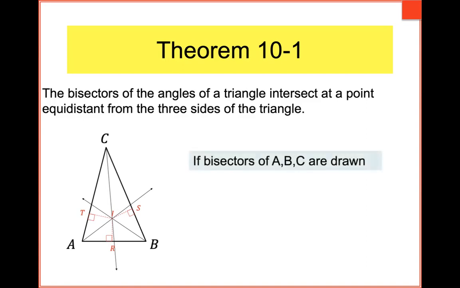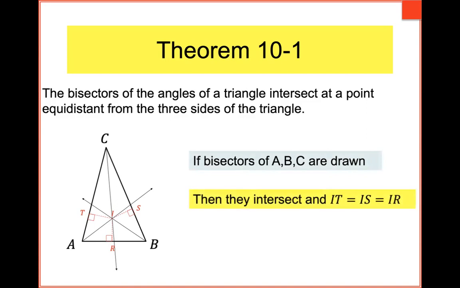So here's what I usually say. If you draw the bisectors of A, B, and C, then they intersect, and that point of intersection is equidistant to the three sides. In other words, IT is equal to IS is equal to IR. And there you go. That's that theorem.